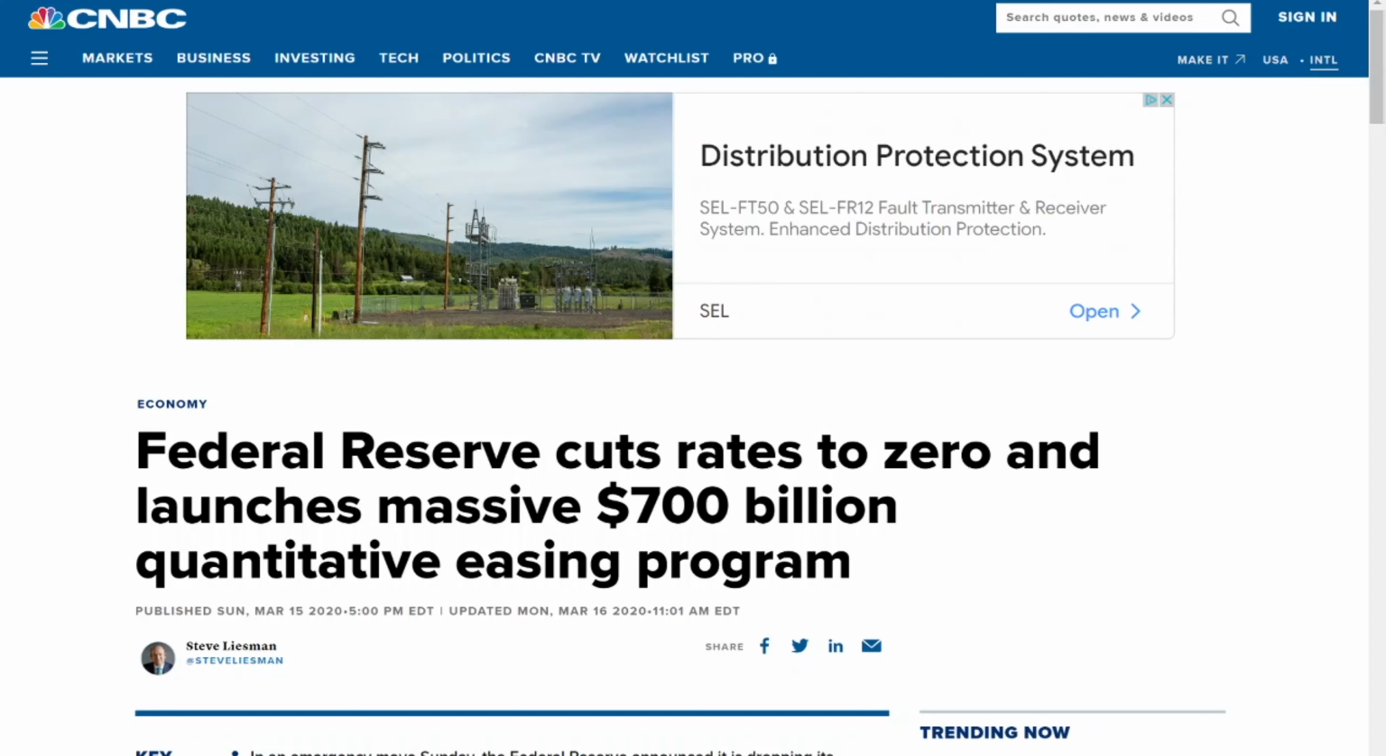Will the constant buying of government bonds, money pumping into the markets, cause inflation?